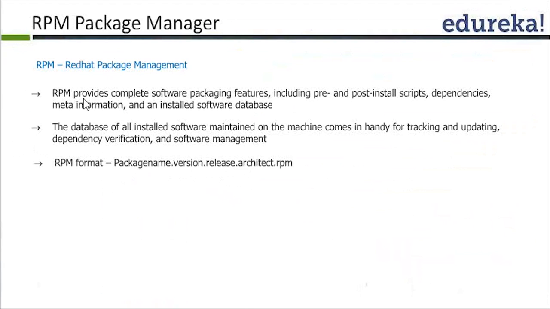RPM provides complete software packaging, including pre and post install scripts, dependencies, meta information, and an installed software database. That means it maintains a database of all the packages that are installed in your system. Using different arguments, we can get to see all the installed packages and the versions, and it maintains a database of all that information. The database of all installed software maintained on the machine comes in handy for tracking and updating, dependency verification, and software management.